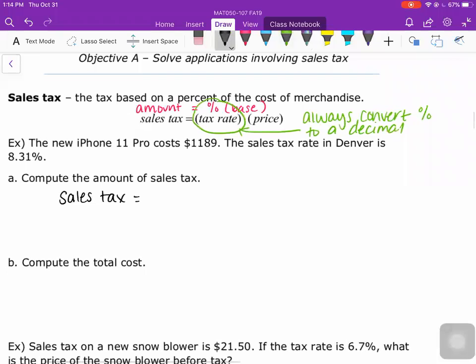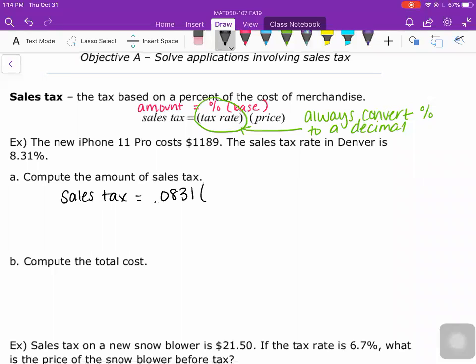So what is the decimal equivalent of 8.31%? Close. You just said the same thing. I said 0.0831. How did we get that? Yeah, we take that percentage and divide it by 100. The other way to do it is just to move that decimal 2 to the left. So we're taking that tax rate and then we're multiplying it by the price. The price was $1,189.